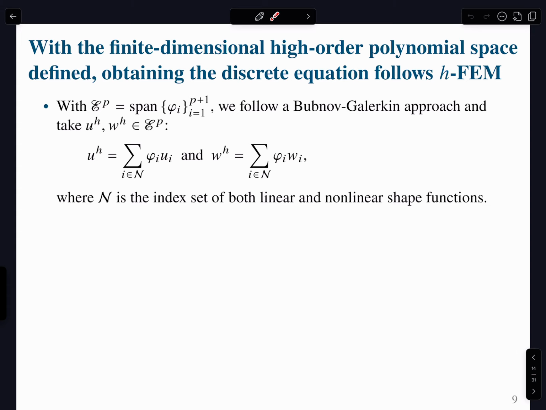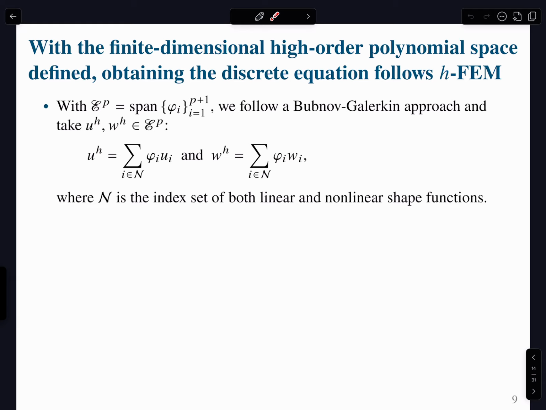Anyways, with the basis determined, we can now express our trial solution and our test functions in exactly the same way we have done it. Only now this index I belongs to n, and that is the set that contains both linear and nonlinear shape functions. So it's a bigger basis.